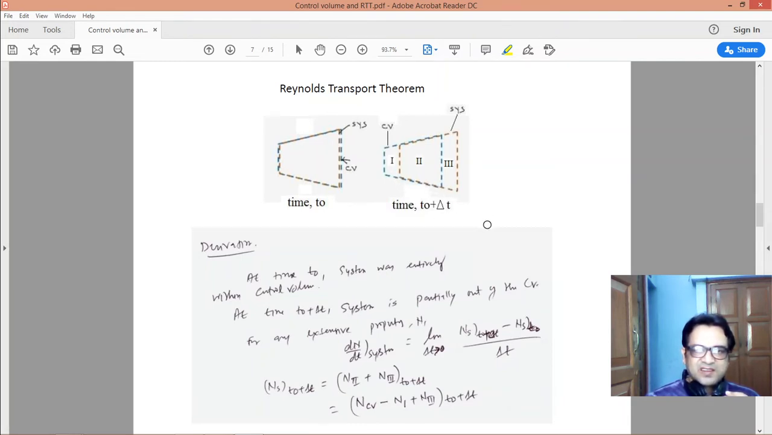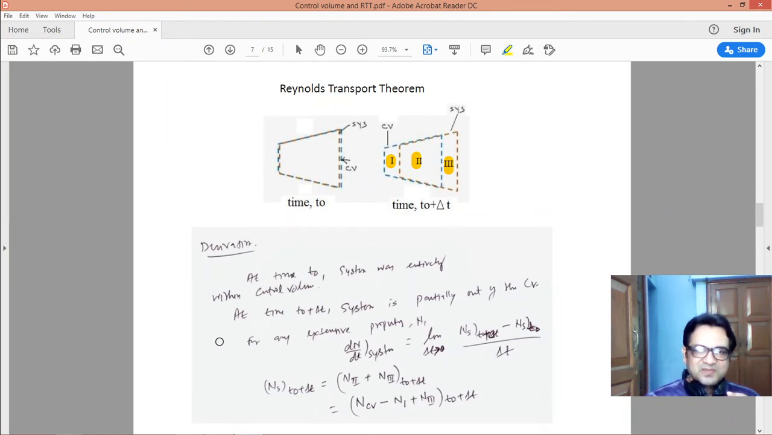Now we get three regions: region 1, region 2 and region 3. Region 1 lies completely in the control volume. Region 2 belongs to both the control volume as well as the system, and region 3 lies in the system at a time t naught plus delta t. So at time t naught, the system was entirely within the control volume. At the new time t naught plus delta t, the system is partially out of the control volume.